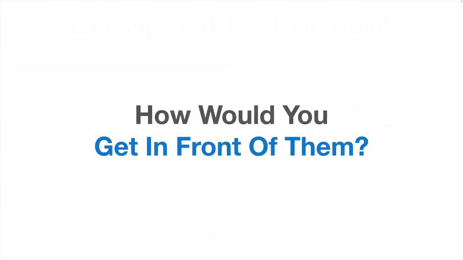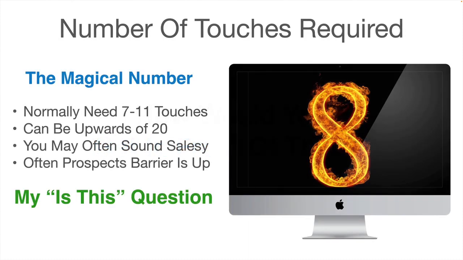But the question is, how would you get in front of them? What is the key to getting in front of some of these business owners? Well, the magical number is 8, right? Normally it's about 7 to 11 touches. It can be upwards of 20. How many people do you know want to continue to reach out to the business, call the number, send them emails, right? Trying to get set up, right?